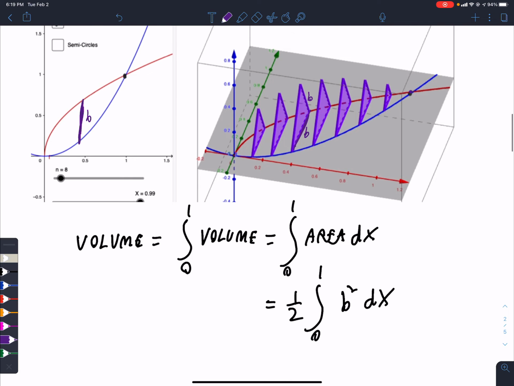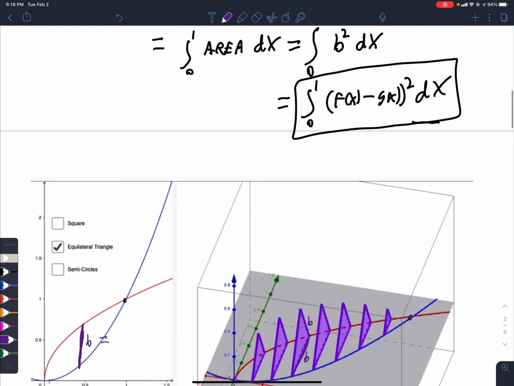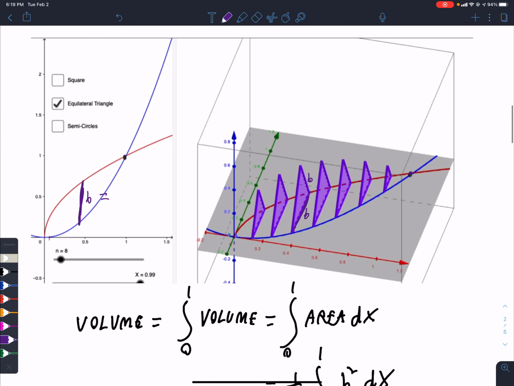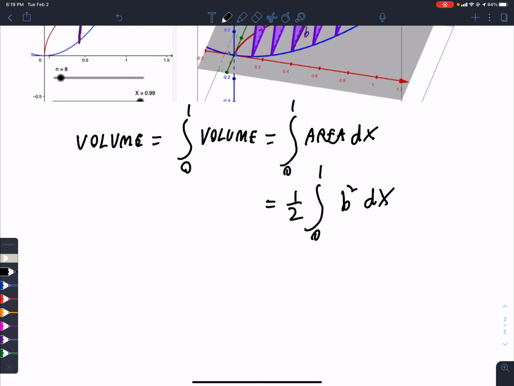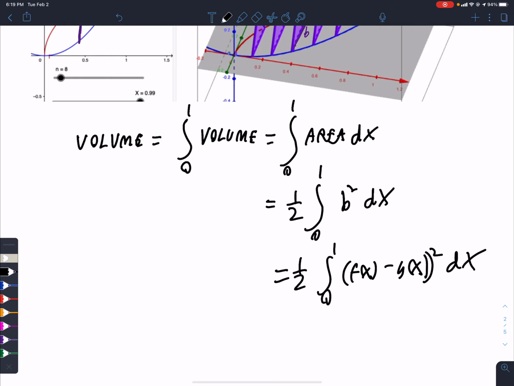Well, b is what we found before. And we labeled it what? F of x for the red, g of x for the blue. And so b will be f of x minus g of x. And so I just placed those into this equation, and I am done. 1/2 the integral of f of x minus g of x squared dx.